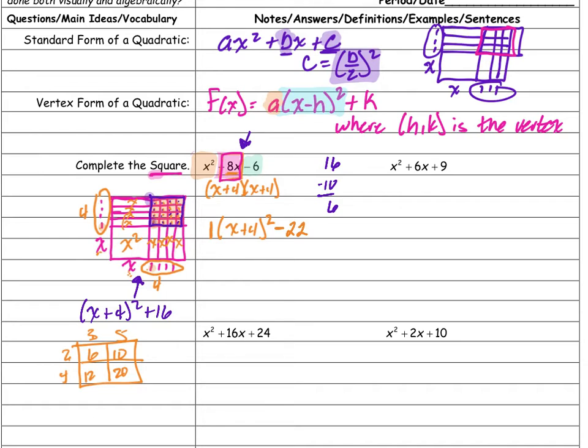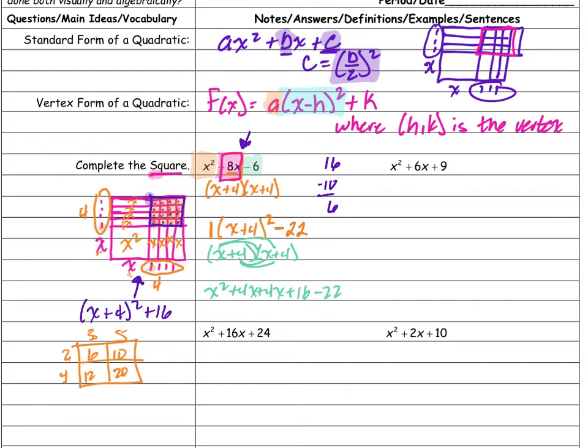The week before? I don't remember, and then you should have reviewed it last week. Remember, x plus 4 times x plus 4, if I multiply that out, so I've got x plus 4 times x plus 4, and I distribute this out, right? And I get x squared plus 4x plus 4x plus 16 minus 22.